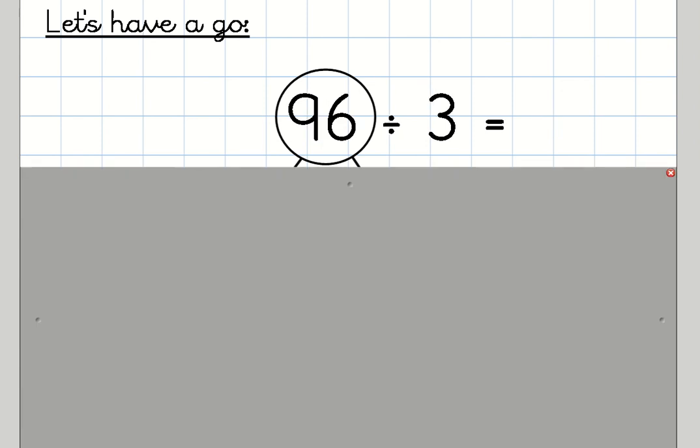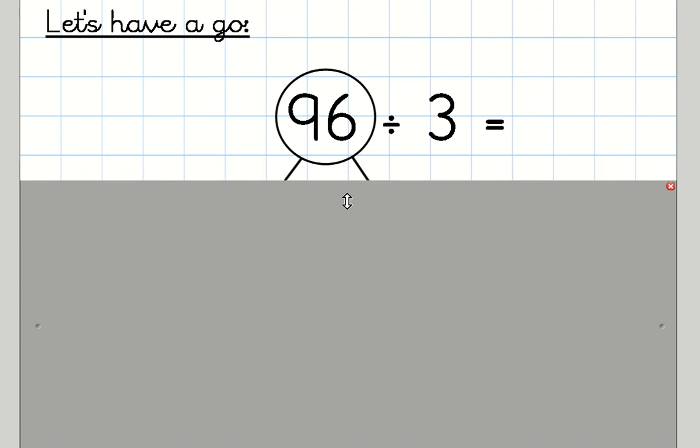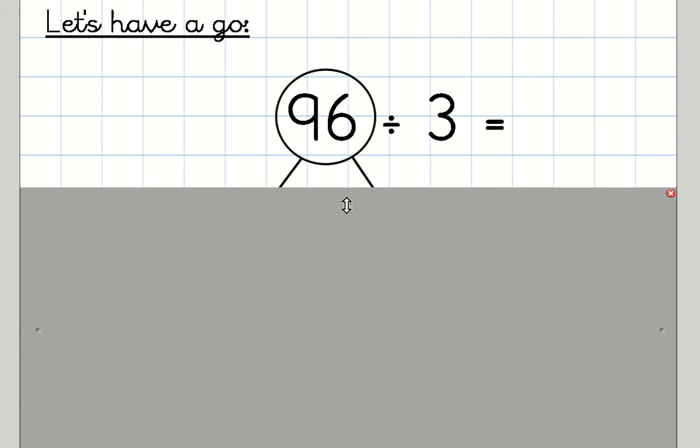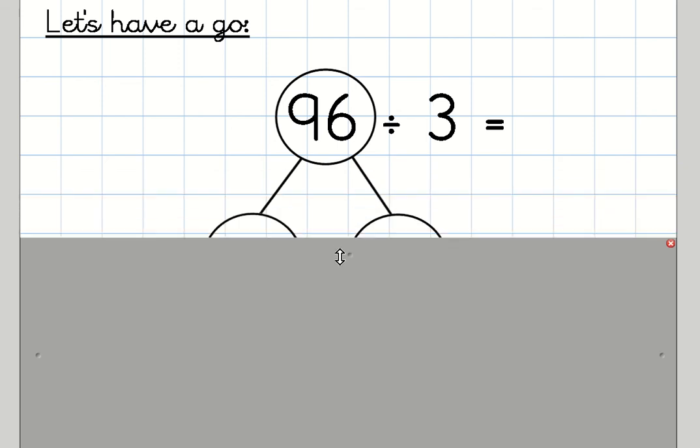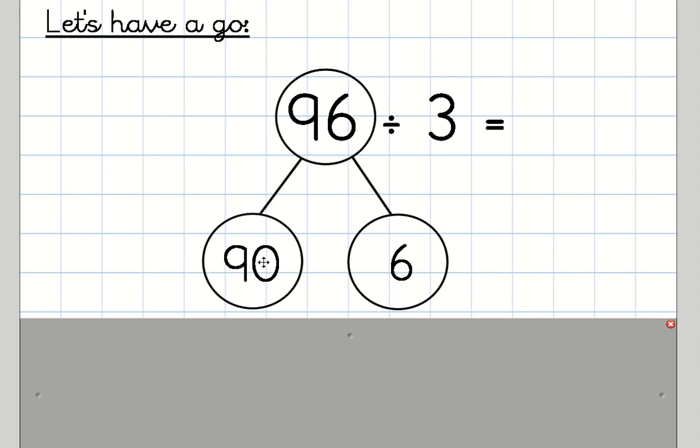So this question, for example, 96 divided by 3. 96 is a large number, and it'd be hard to work out that division just in our heads. So let's partition it. As I'm revealing it, have a think, how would I partition 96? Hopefully you'll have partitioned it into 90 and 6.